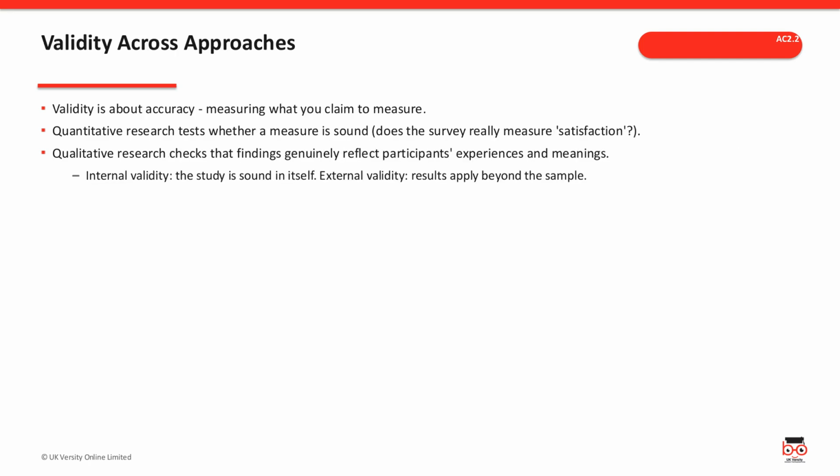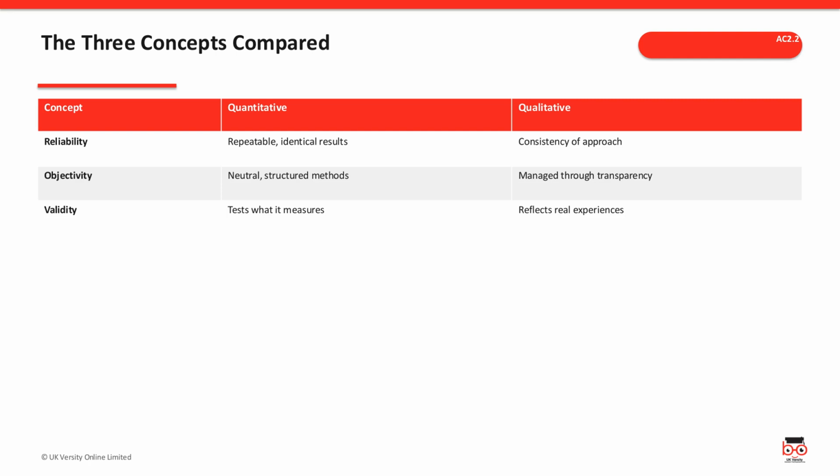Validity asks whether you're really measuring what you claim to. In quantitative research, you test whether a measure is sound. Does your survey genuinely capture satisfaction or something else? In qualitative research, you check that your findings truly reflect participants' experiences and meanings. It's also worth splitting internal validity, whether the study is sound in itself, from external validity, whether the results apply beyond your particular sample. Laid side by side, the differences are clear.